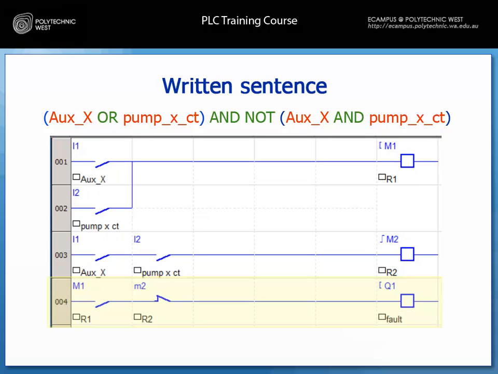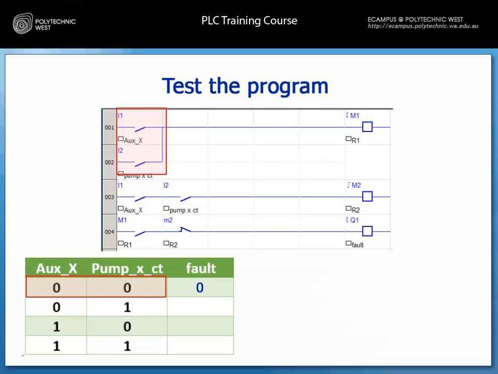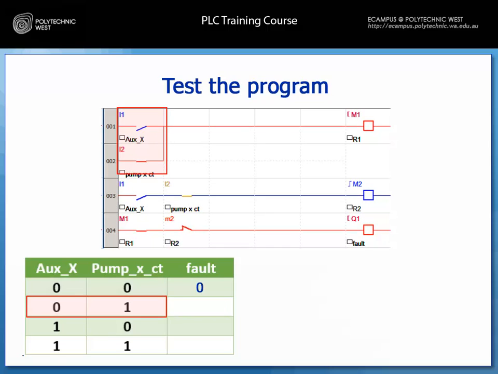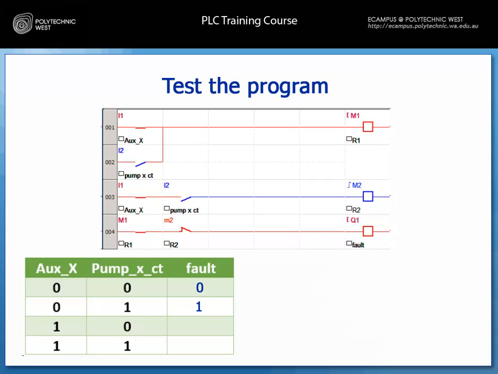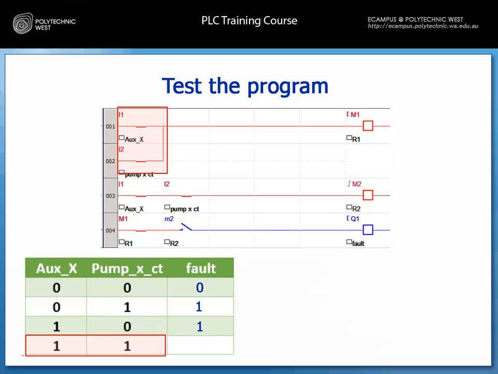The next step is to test if our program truth table is the same as the one we want. Both inputs are off and the fault indicator is off. Auxiliary X is off and pump XCT is on, and the fault indicator is on. Auxiliary X is on and pump XCT is off, and the fault indicator is on. Both inputs are on and the fault indicator is off. The truth table is the same, so the program we have made works.